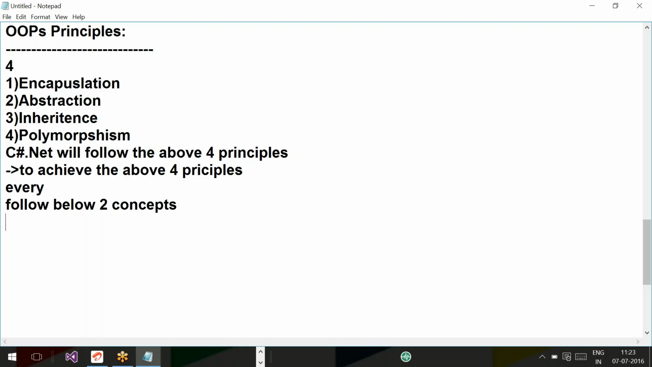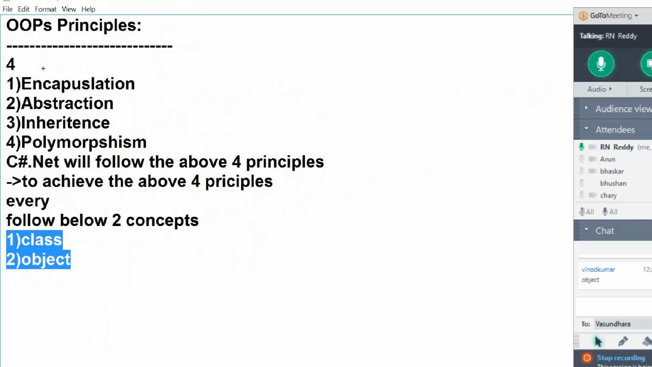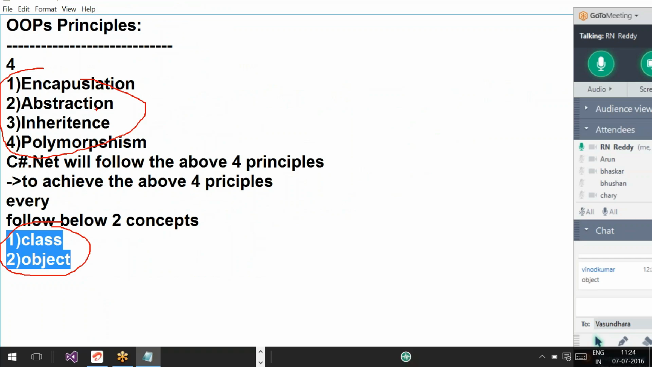To achieve the above four principles, every object-oriented programming language will follow two concepts. Number one is class, number two is object. Most people will say class and objects are principles of object-oriented programming. Only these four are the principles, and these two are the concepts which we will use to achieve these four principles.